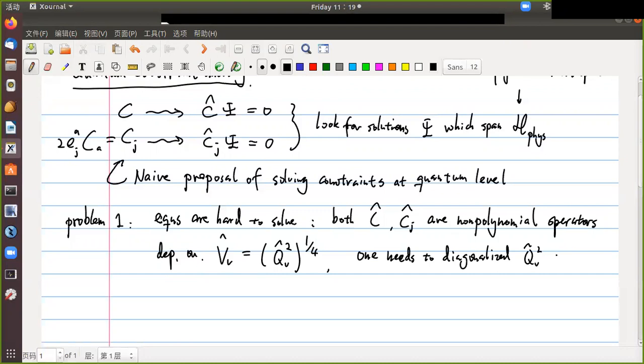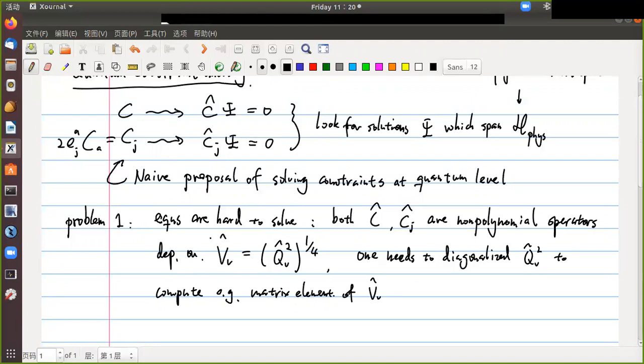You diagonalize this to compute, for example, the matrix element of the volume. Because suppose you want to compute the matrix element of the Hamiltonian constraint, then firstly you need to compute the matrix element of the individual operators entering the Hamiltonian constraint.